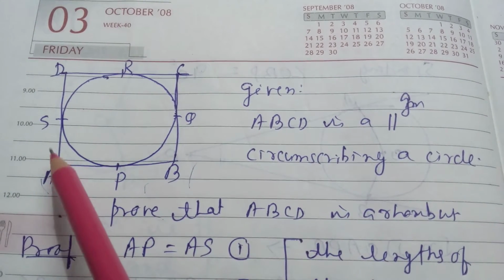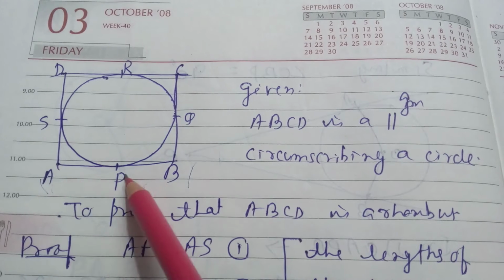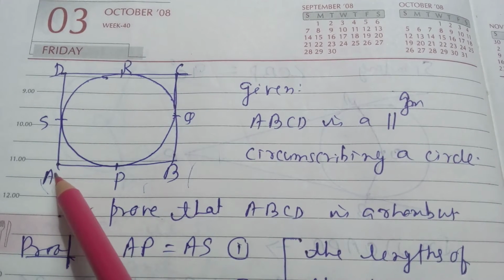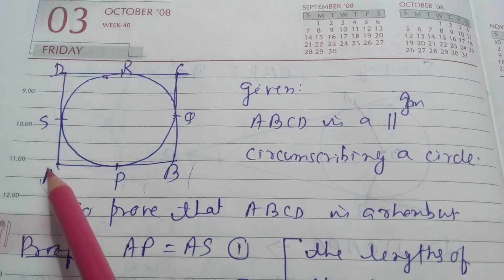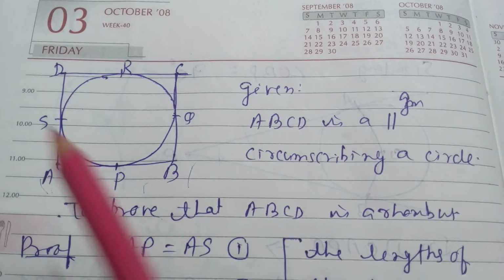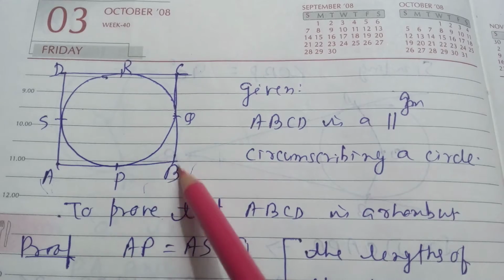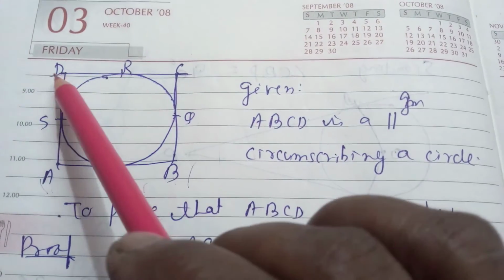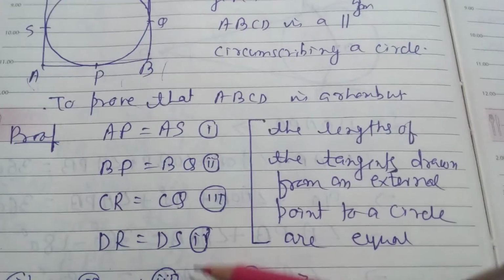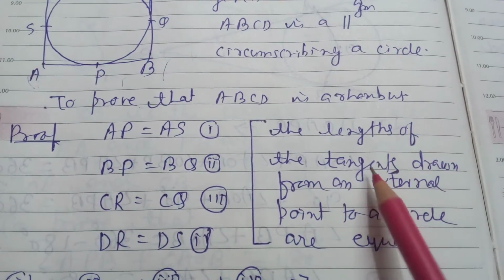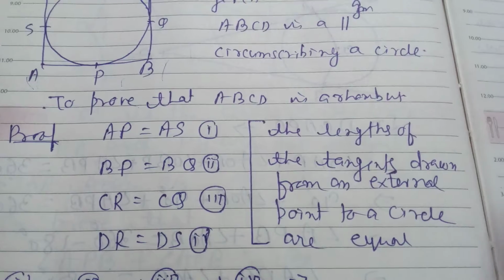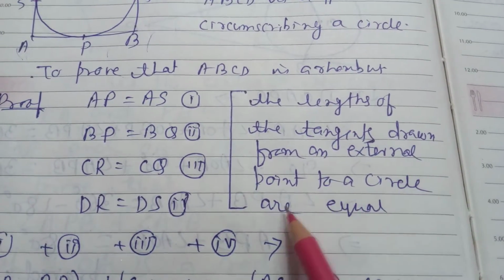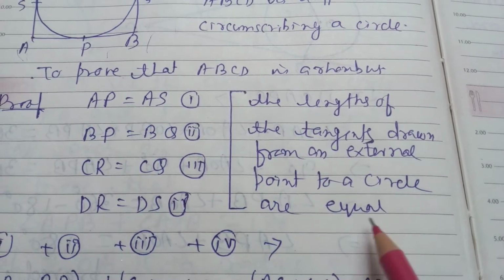Now look here. A is the exterior point, so AP equal to AS, since length of the tangents drawn from an exterior point to a circle are equal. Similarly, BP equal to BQ and CR equal to CQ and DR equal to DS. There are four equations. I have written here the reason: the lengths of the tangents drawn from an external point to a circle are equal.